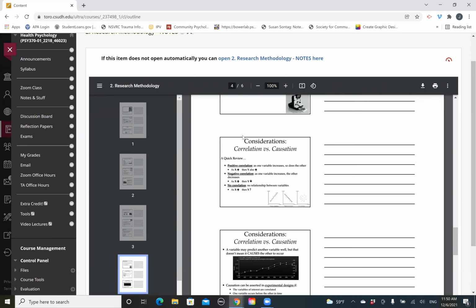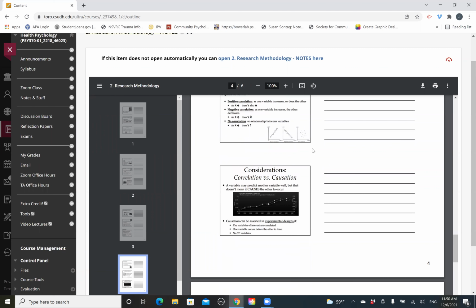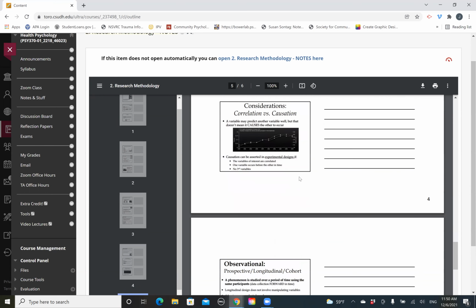Got it. Perfect. So considerations, correlation versus causation. A variable may predict another variable well, but that doesn't mean it causes the other to occur. Causation can be asserted in experimental design if the variables of interest are correlated, one variable occurs before the other in time, and there are no third variables. So like my thesis is correlational, right? And what we do is we report significance, right?